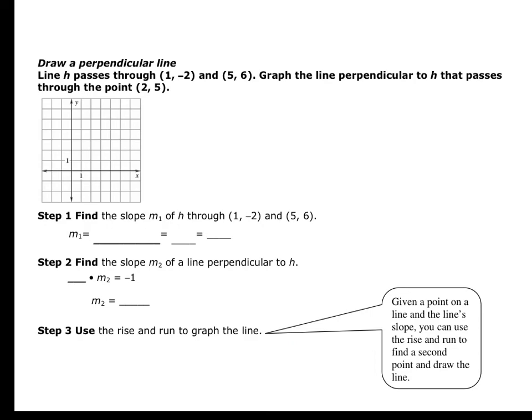So first let's plot these points. We have over 1, down 2, and then (5, 6). Okay, so there is our line. Now, what we want to do, and it tells you right here in step 1, is that the first thing we need to do is to actually find the slope of this line through these points.